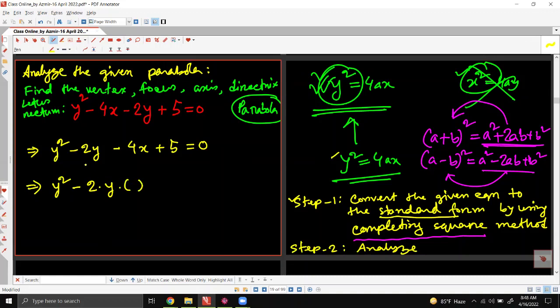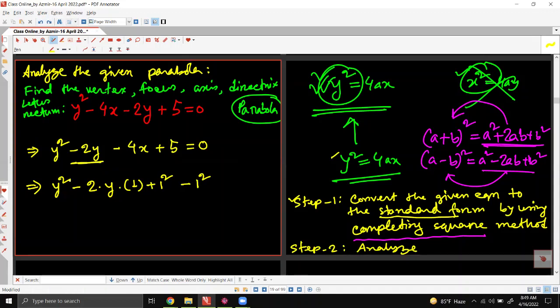What do we have to multiply here? We have to multiply 1 to get minus 2y. So 2ab, b is now 1. That means 1 squared. So we have taken 1 squared, that is the extra part. At the same time, subtract 1 squared. Then the equation that we have here and here are balanced. Otherwise, it will be imbalanced.